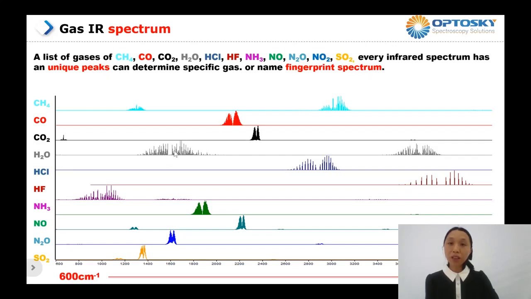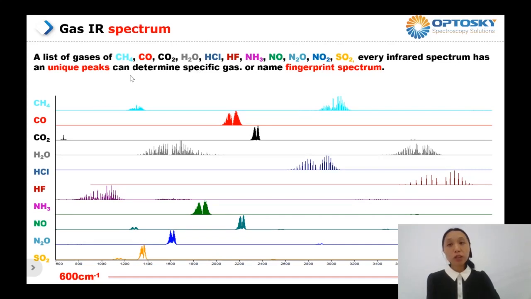And as you can see, water H2O has a wider peak, very scattered like a forest of trees, covering the range of 1200 to 1800, as well as around 3800 wave numbers. So all these gases focus on the 600 wave numbers to 4,000 wave numbers.